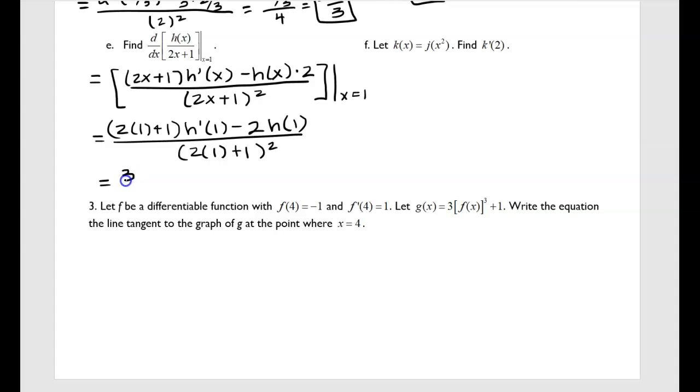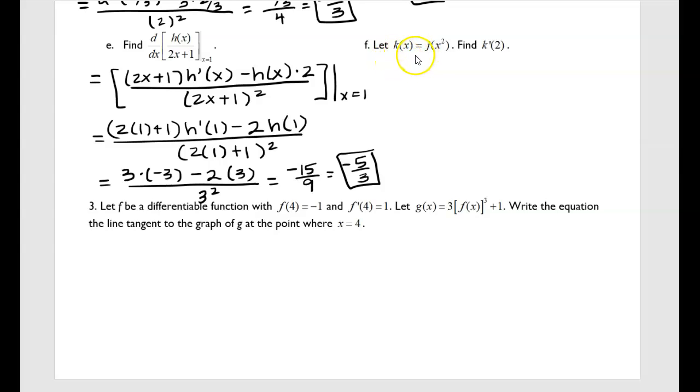That gives me 3 times h prime of 1, so that's the slope of h at 1, that was negative 3, minus 2 times my y value of h at 1, which was positive 3, all over 2 times 1 plus 1, that's 3 squared. So I have negative 9 minus 6, negative 15 over 9. I can simplify that a little bit, divide those both by 3, and I get negative 5/3.